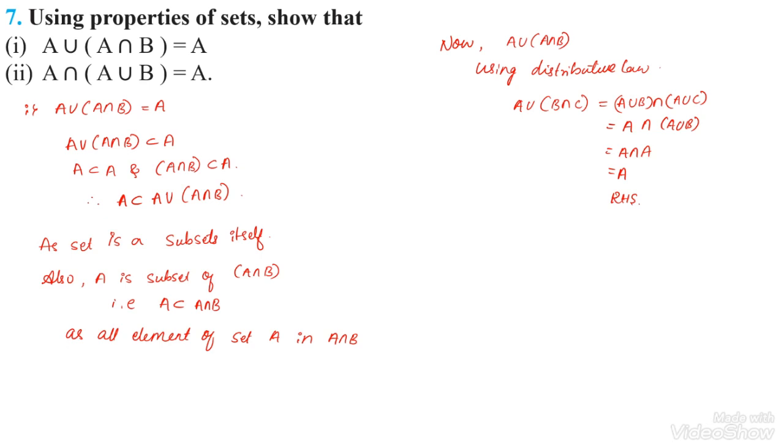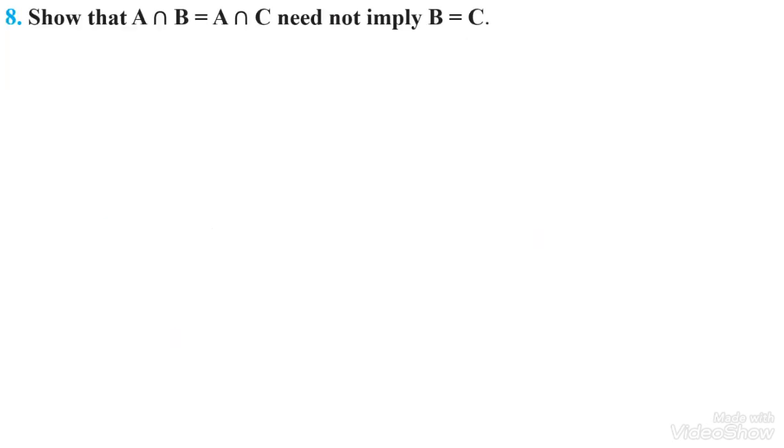While taking the LHS part, we have to prove the RHS. Hence, A union (A intersection B) is equal to A only. Okay. Hence, this one is true. The second one, you have to prove yourself. Then, question number 8. Show that A intersection B equal to A intersection C need not imply B is equal to C.